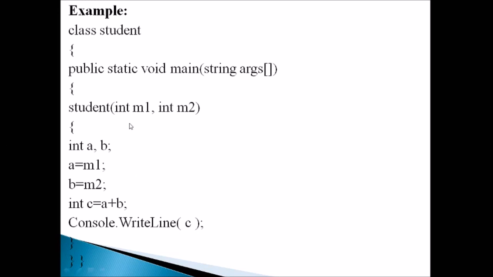Now let us see here. This is the constructor definition. Within that, two variables a and b are declared with the data type integer, and then a is assigned the value m1 and b is assigned the value of m2. The next statement, int c equal to a plus b. The a and b values are added and the answer is in the c variable. In the next line we are displaying the value of c as the answer. Okay, so this is the example program for a parameterized constructor.